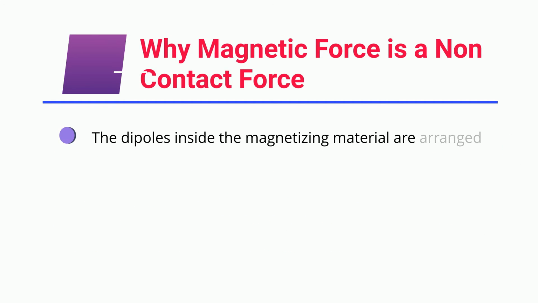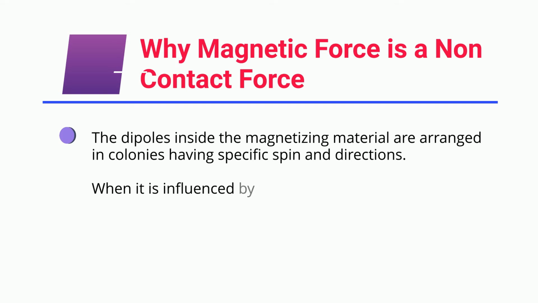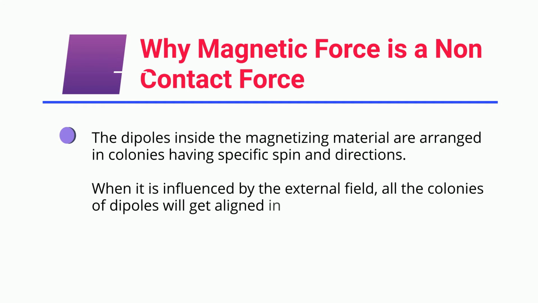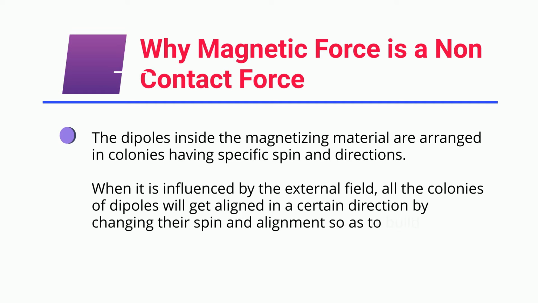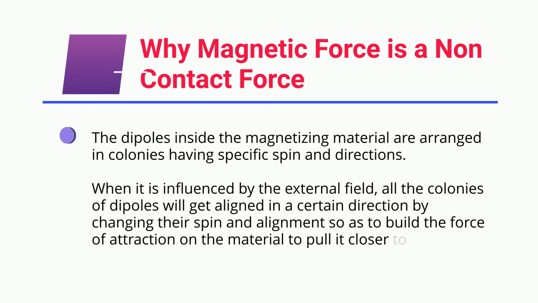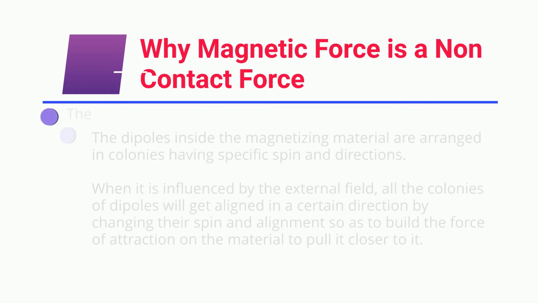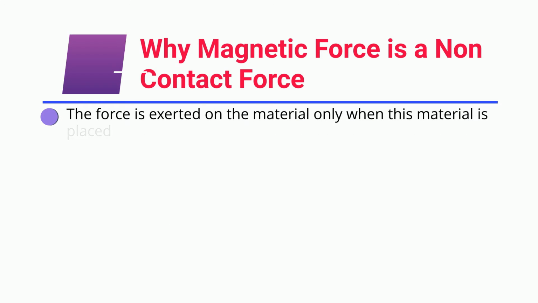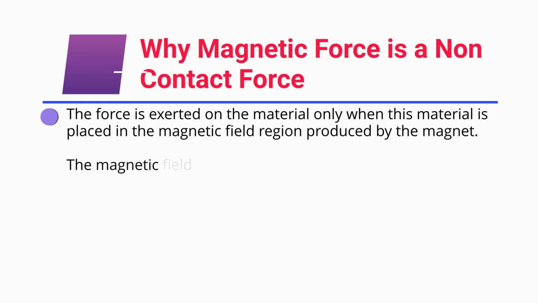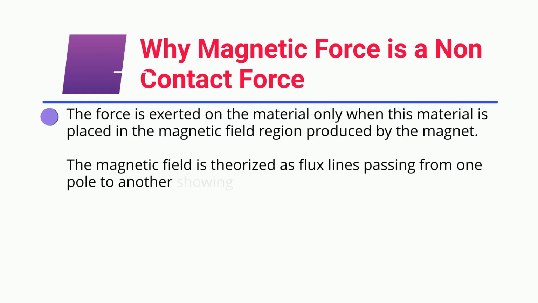The dipoles inside the magnetizing material are arranged in colonies having specific spin and directions. When it is influenced by the external field, all the colonies of dipoles will get aligned in a certain direction by changing their spin and alignment so as to build the force of attraction on the material to pull it closer. The force is exerted on the material only when this material is placed in the magnetic field region produced by the magnet.